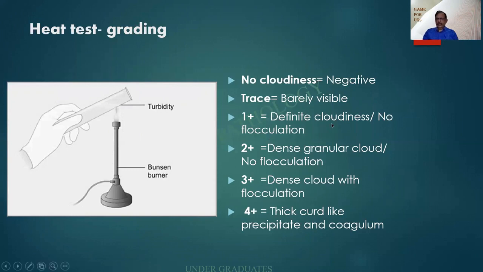1+, cloudiness, no flocculation. 2+, granular cloudiness, no flocculation. 3+, dense cloudiness with flocculation. And 4+ is thick curd-like coagulum. So this will be it. In the last grade, we can even invert the test tube without the contents falling off.